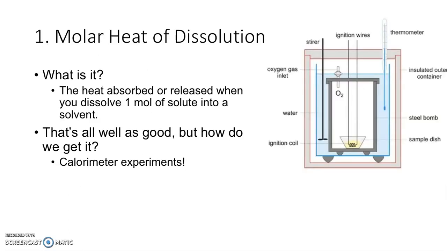Now, how do we do that? Well, we've already seen the calorimeter, so you already have an idea of what it is. Just to remind you, a calorimeter is a vessel which is assumed to be an isolated system. The idea is that the process happens, and when it does, it changes the temperature of the water around it. What process are we talking about today? We're looking first at the molar heat of dissolution, and dissolution is the process of dissolving solute into solvent. More specifically, it's the heat absorbed when you dissolve 1 mole of solute into solvent.